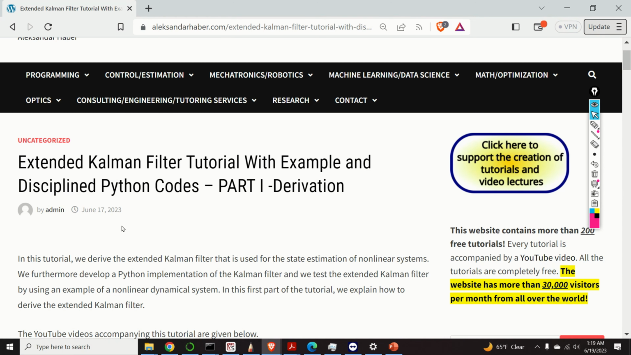Since the extended Kalman filter is not a trivial topic, and in order to make these video tutorials as clear as possible, I decided to separate this video tutorial into two parts. The first part that you're currently watching is dedicated to the problem of deriving the extended Kalman filter. On the other hand, in the second part, I will provide an example and I will present the Python codes.